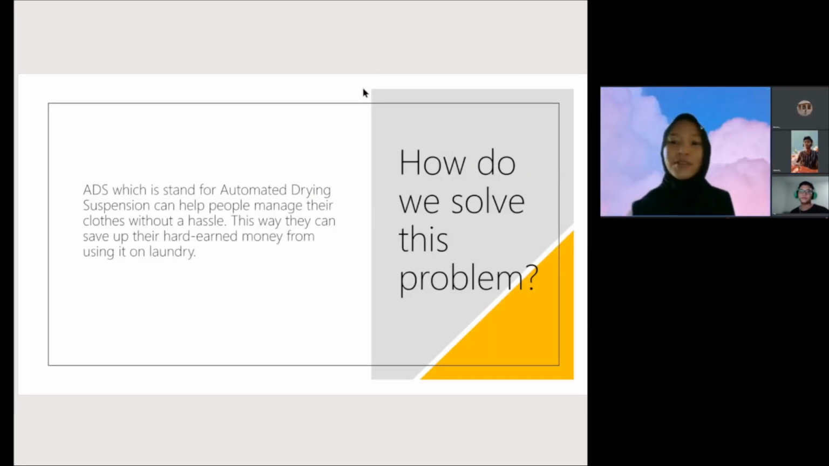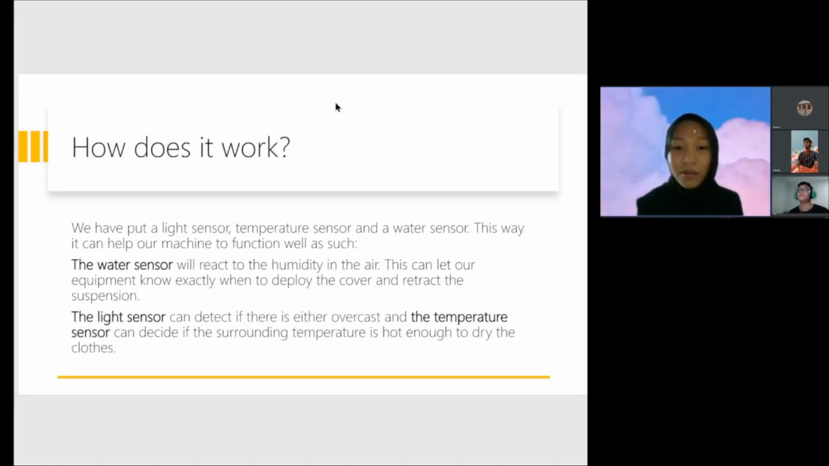Hi, this is Najwa. I'm going to talk about how we solve this problem. It is time for the automated drying suspension, which helps people manage their clothes without the hassle. They save up their hard-earned money from using the laundry. So I move to the next slide. How does it work?